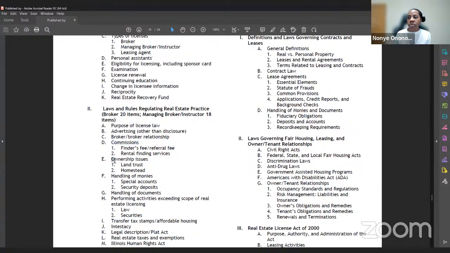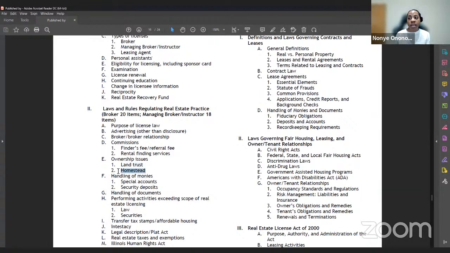Now here, ownership issues, land trust and homestead. With land trusts, this is where real estate is in a trust. And this is usually done to protect the identity of the actual beneficiary. You can be the trustor and beneficiary for a land trust in Illinois, meaning you create the trust and name yourself as the beneficiary for that trust.